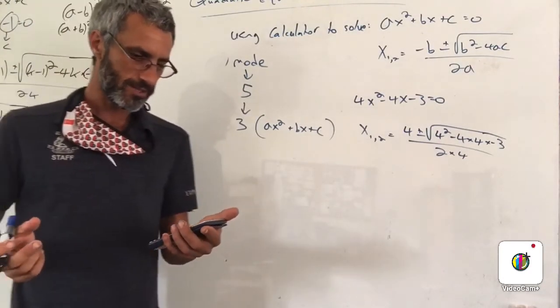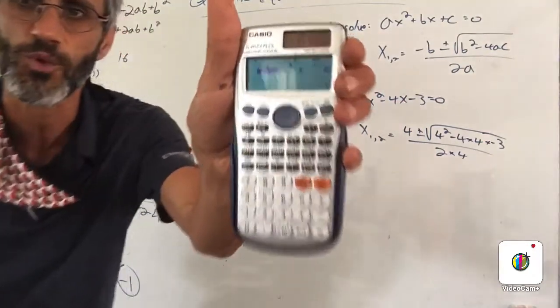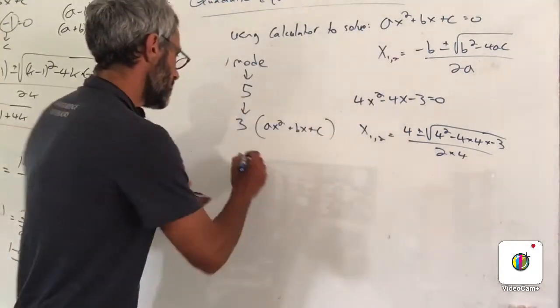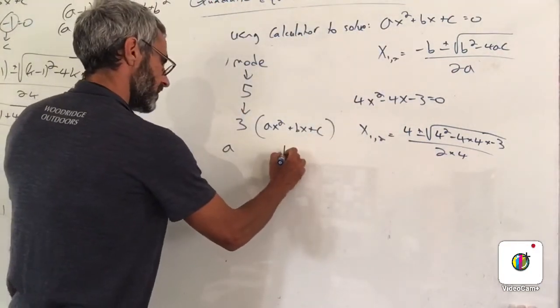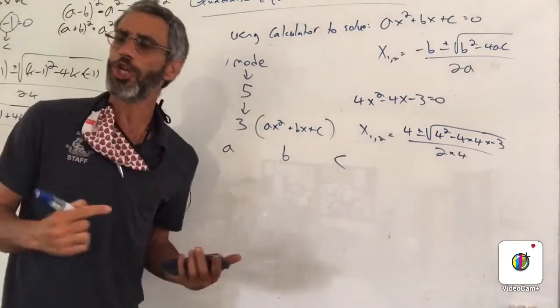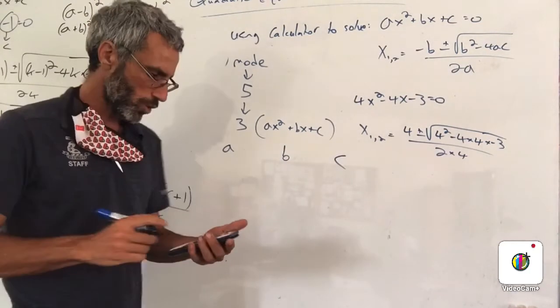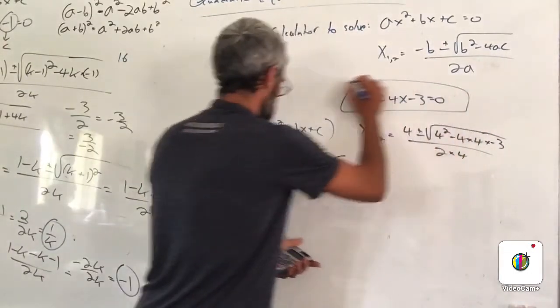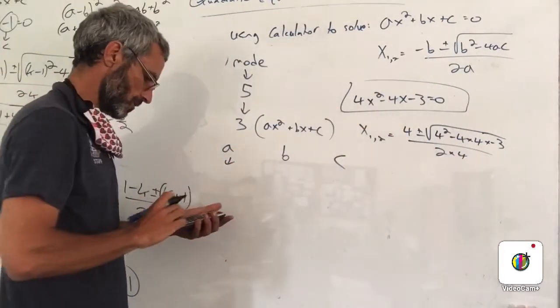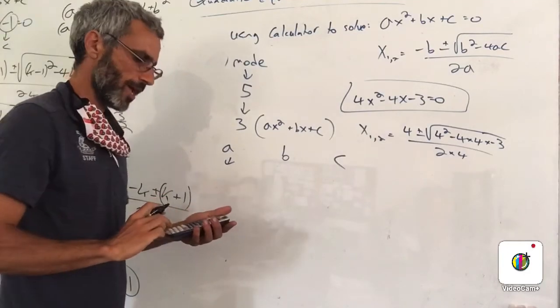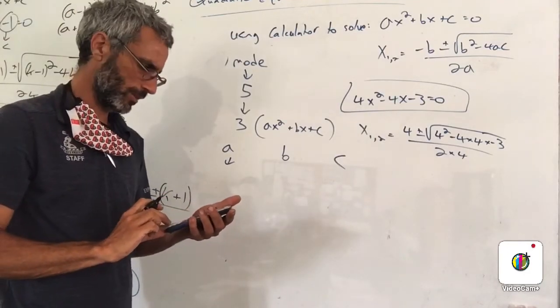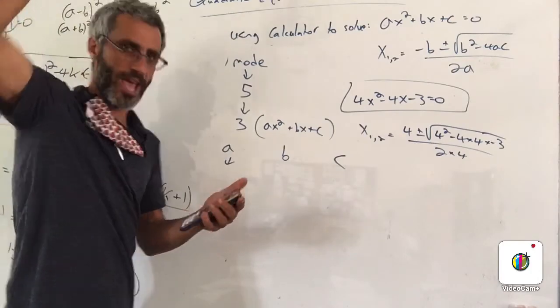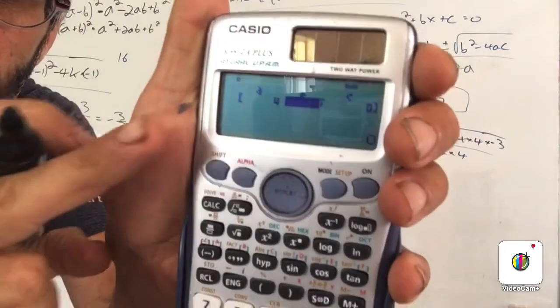Now look at this. What did they have on the screen? We have A, B, and C. In other words, you need to enter the parameters. We're working on this equation, so instead of A, what should I write? 4. Okay, and then I press equal. And then you can see the 4 jumps up to the A.